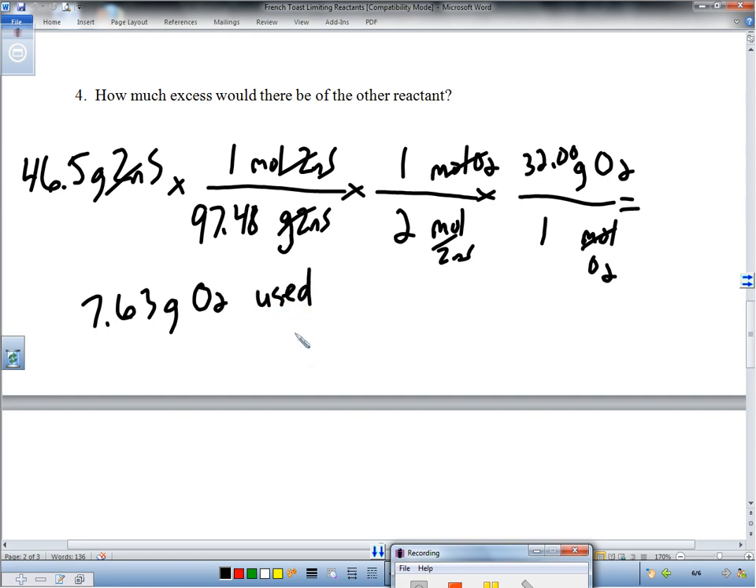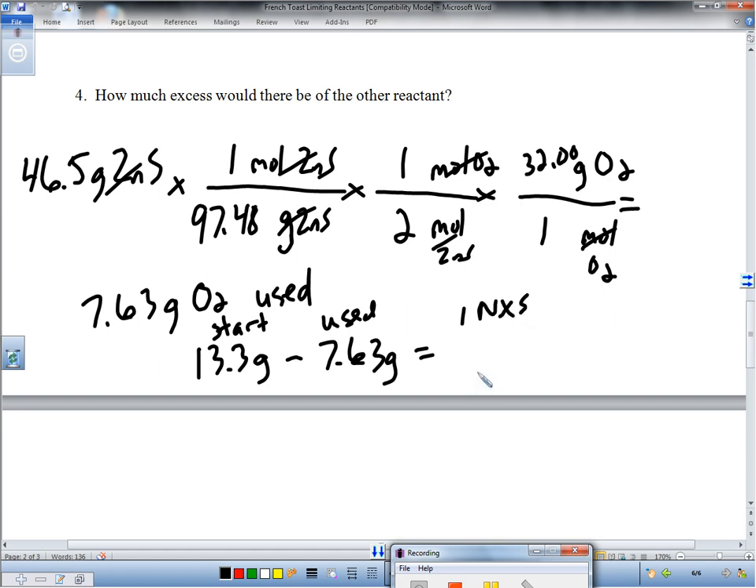And I put the word used there for a reason, because a lot of people, when they do these problems, want to put 7.63 and just leave that answer. But that's not the answer. The question is how much is left over. How much did I start with, Jack? How much oxygen did I start with? 13.3 grams. Thank you. 13.3 grams that I started with. I subtract the amount that I used, 7.63 grams. So I start, I used, and then I can figure out my excess. 5.7 grams of oxygen.